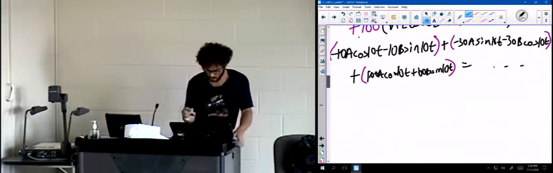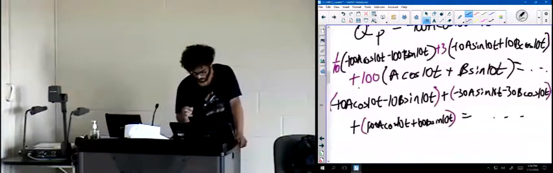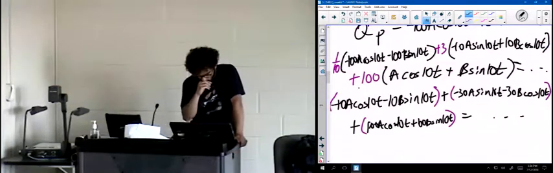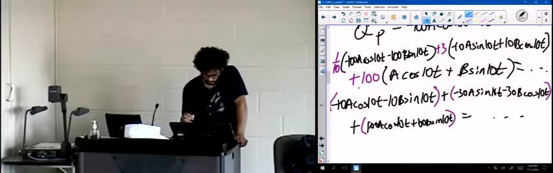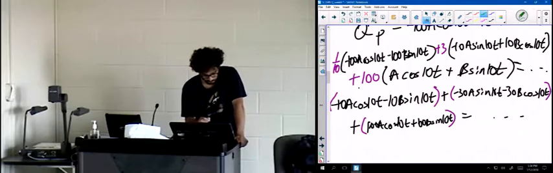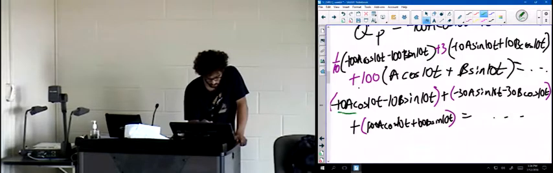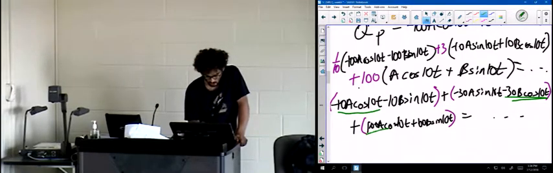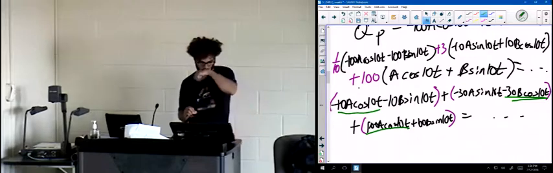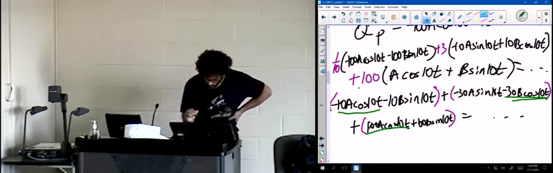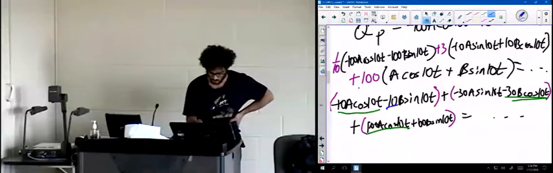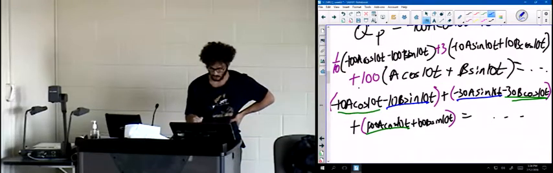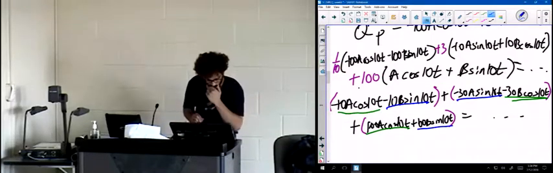We want to get our sines and cosines grouped. First, I'm going to use a different color. Use green. See a cosine here, a cosine here, a cosine here. Okay. I'm going to use a different color. I see a sine here, I see a sine here, and a sine here.